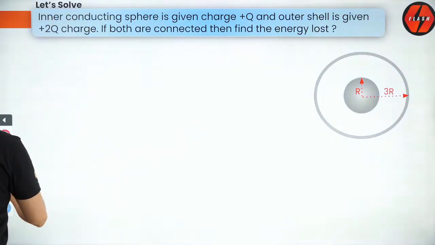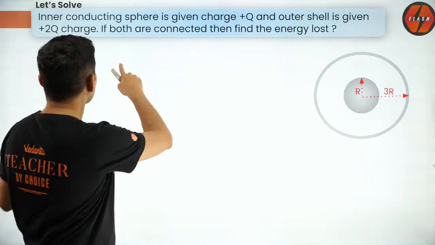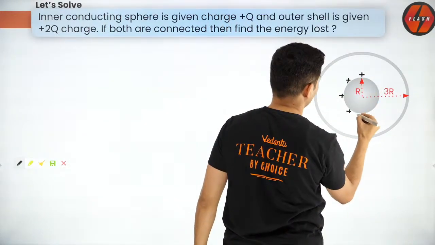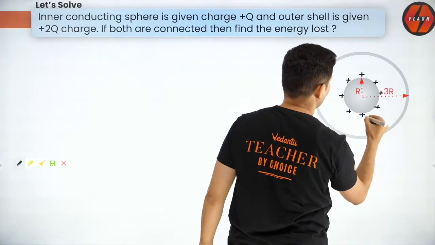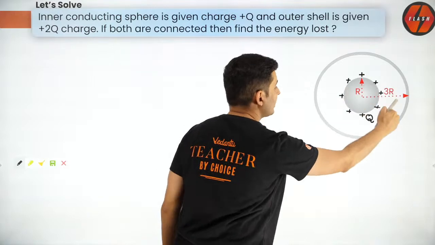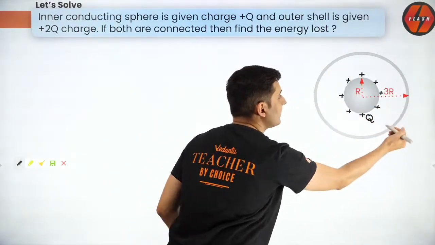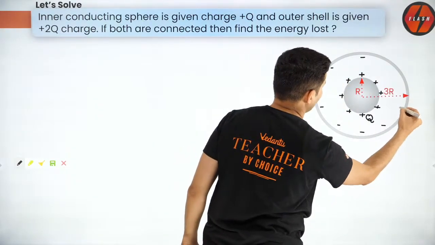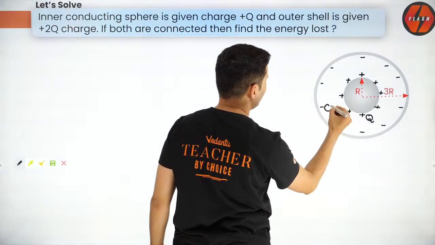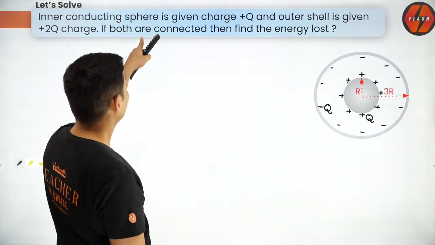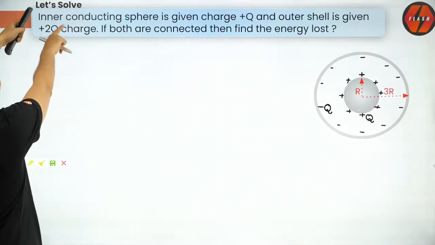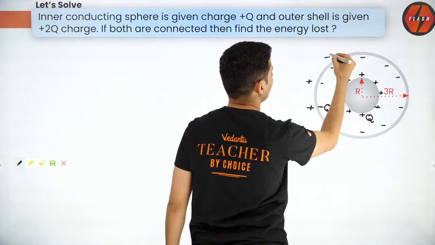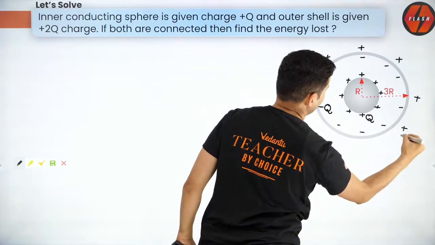So guys, it was given that the inner sphere is given Q charge. So if there is Q charge here, what will be there on the inner surface of the outer shell? Obviously induced charges, and we have all done this type of question in Gauss's law. So it will be minus Q. But the outer shell has a total charge of 2Q. So use charge conservation. So what should be there on the outer periphery? There should be a positive charge.